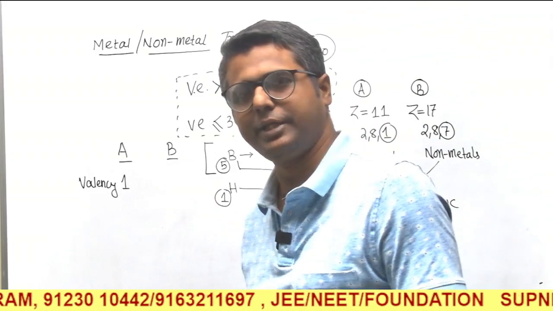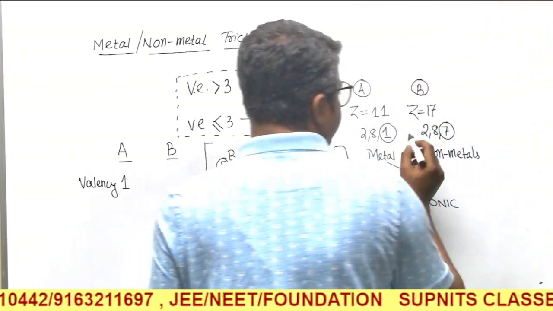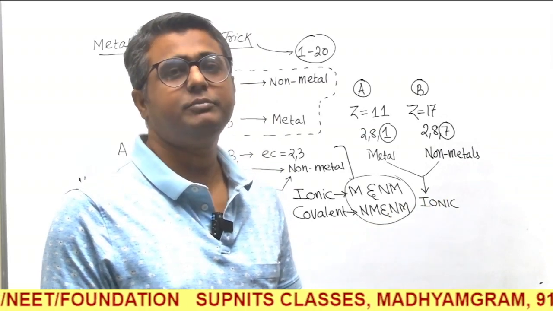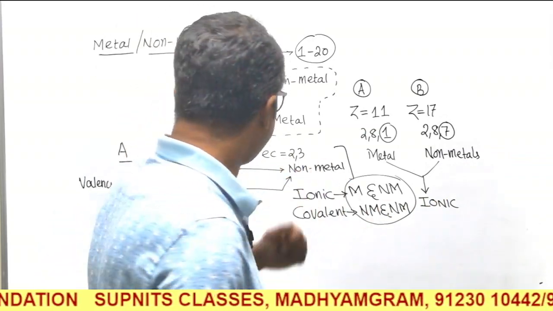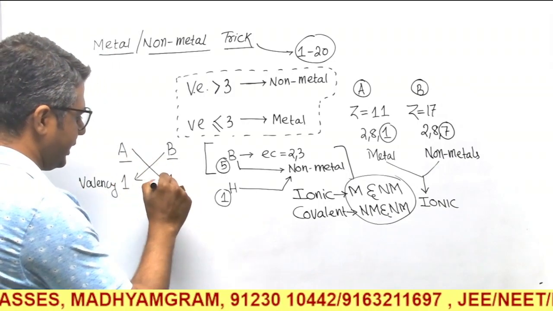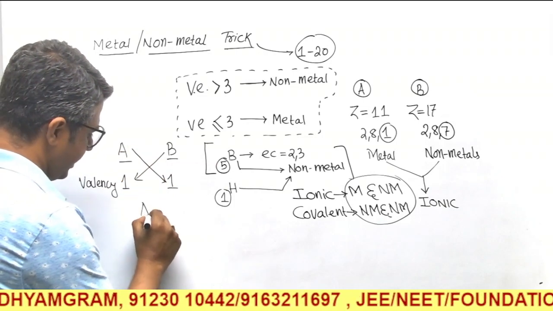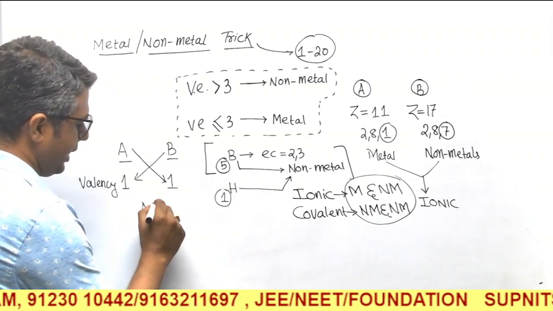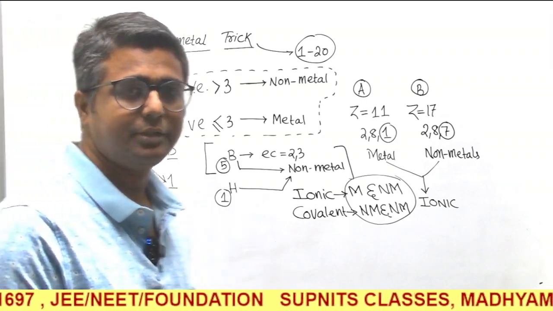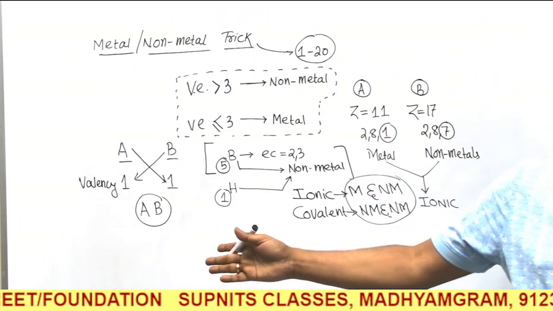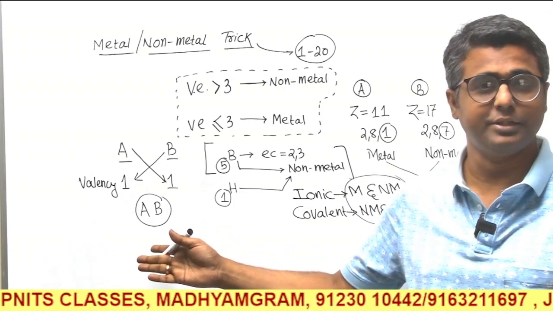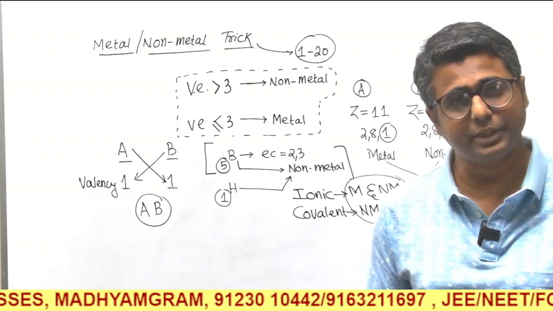And what about B? Let us see over here, 2, 8, 7. This is going to accept one electron and become 2, 8, 8, octet, and hence this valency will also be 1. Then we do the crisscross method. A1 we don't have to write, B1 we don't have to write. The formula of the compound is nothing but AB. Done. That's how it gets done.